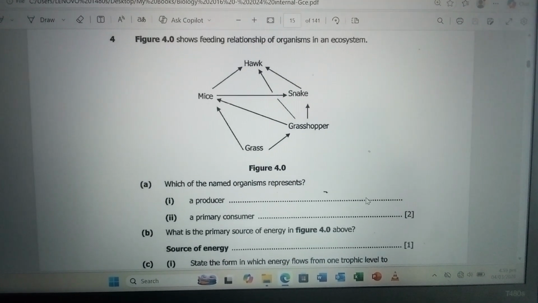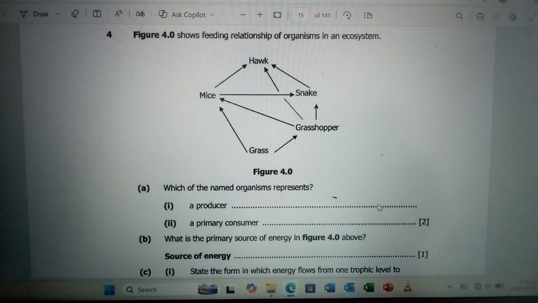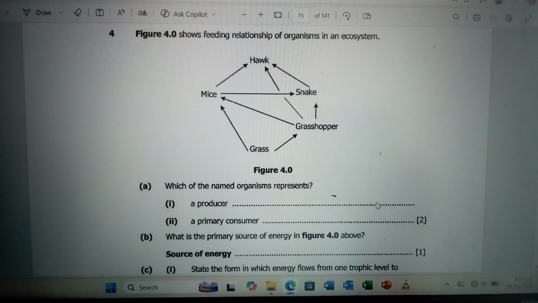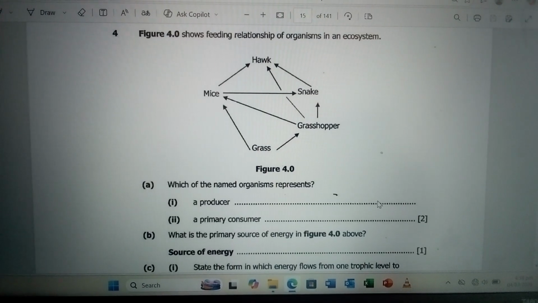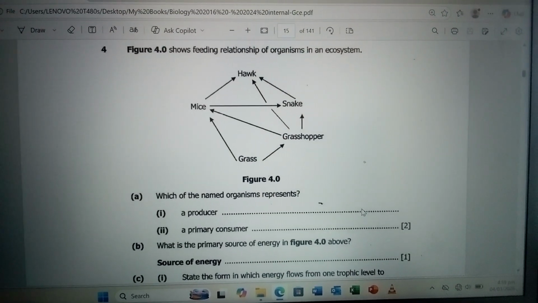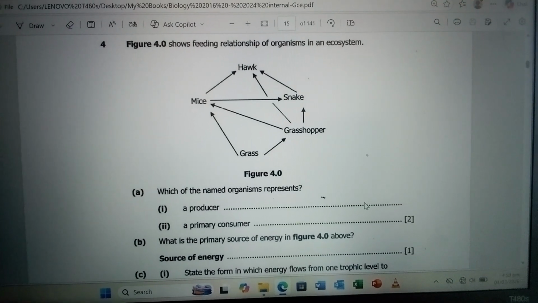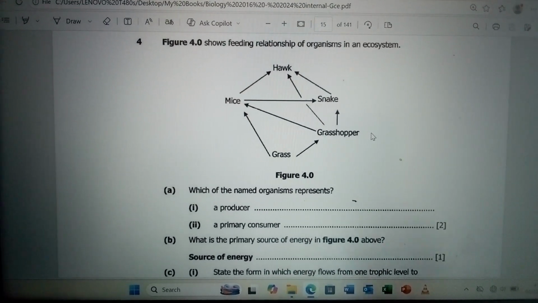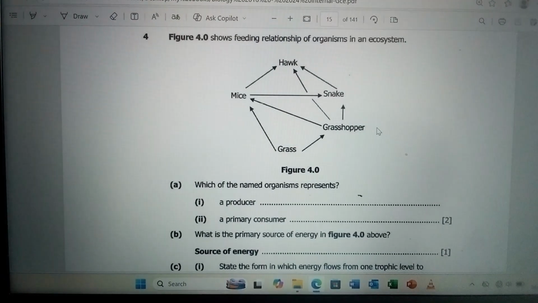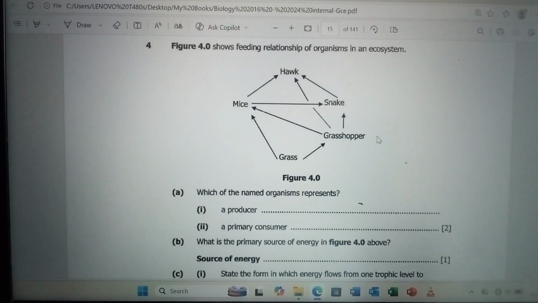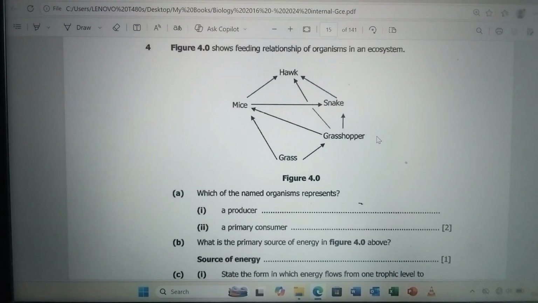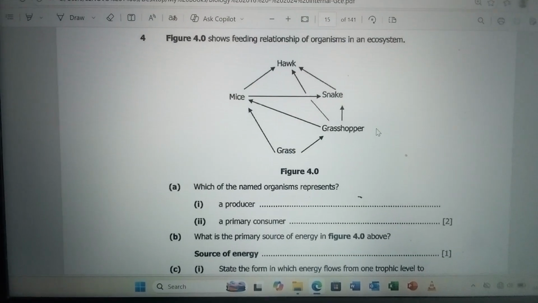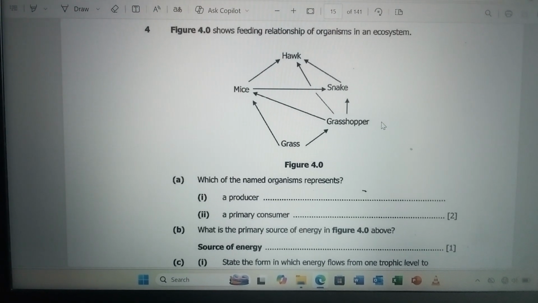So the question reads, figure 4.0 shows feeding relationships of organisms in an ecosystem. This question is coming from the topic called ecology. Under ecology there are two renowned feeding relationships, that is the food chain and the food web. But this one which you are seeing there is called the food web, which is formed by the food chains.